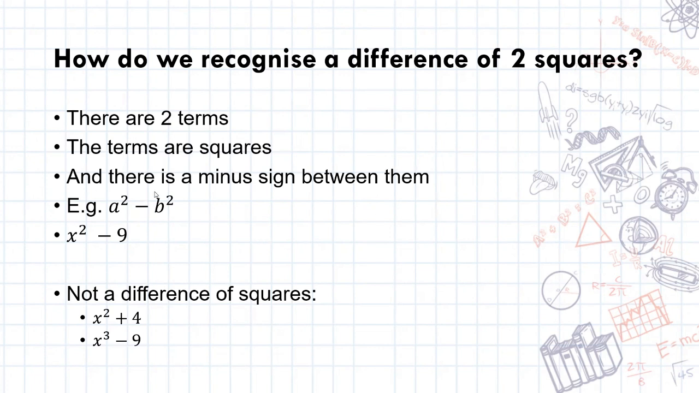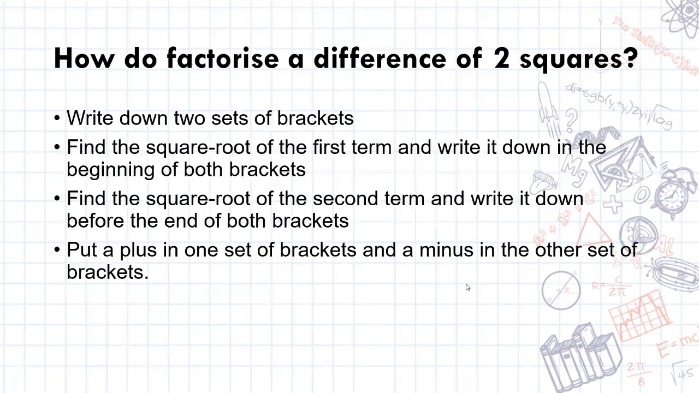Here are some examples. So you've got two terms, minus sign between them, perfect squares. Two terms, minus sign between them, perfect squares. Can you see here x squared plus 4 is not a difference of squares because there's a plus sign in the middle. And x cubed minus 9, again, is also not a difference of squares because it's an x cubed and not an x squared.